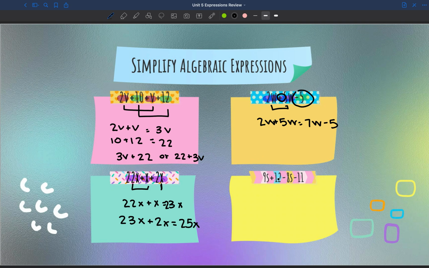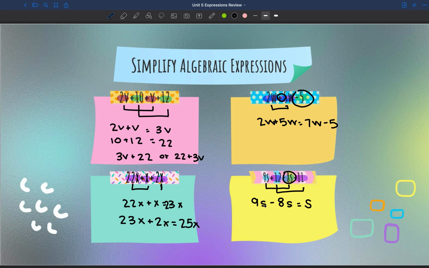Moving on, we have 9s plus 12 minus 8s minus 11. If you want to go ahead and stop the video and try this on your own, we'll come back and see if we have the same exact answer. So we need to first find our like terms. We know that 9s is a like term to negative 8s, and then we have positive 12 is a like term to negative 11. So looking at these, we need to add or subtract like terms, whichever the operation is. So for 9s, 8s has a negative sign in front of it, so it's going to be minus 8s, which 9s minus 8s gives us the answer of s.